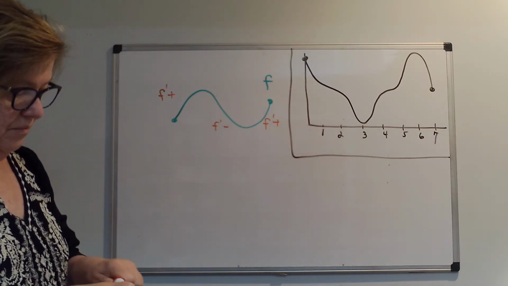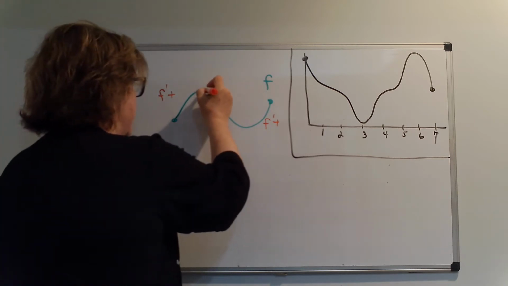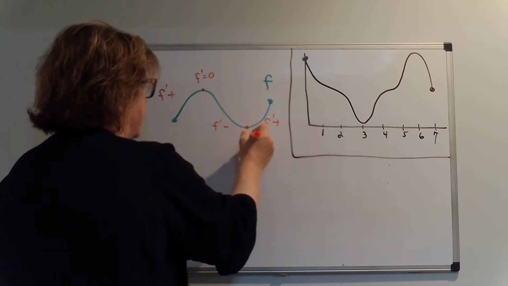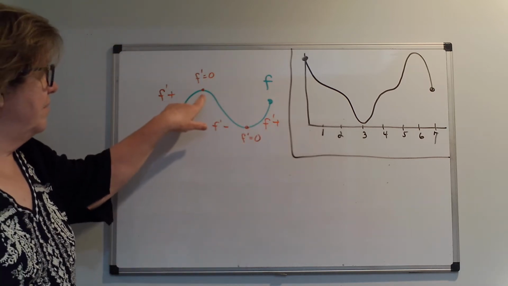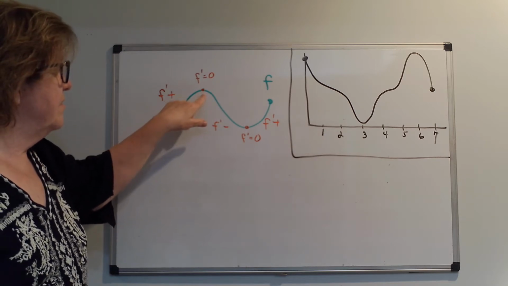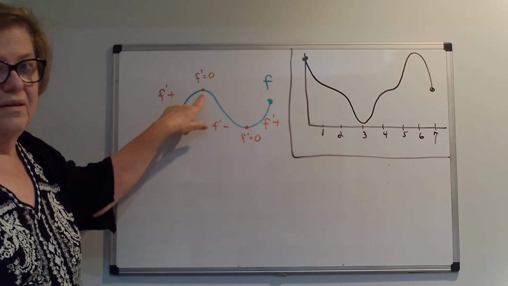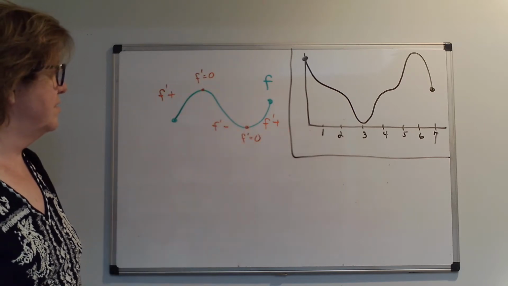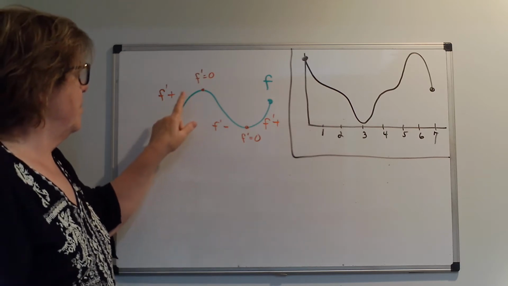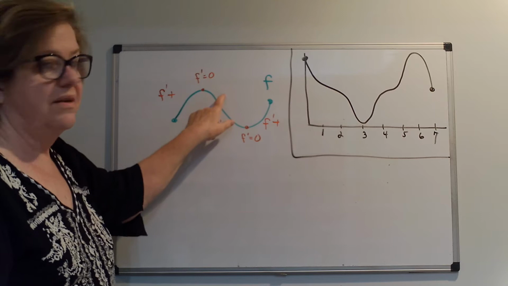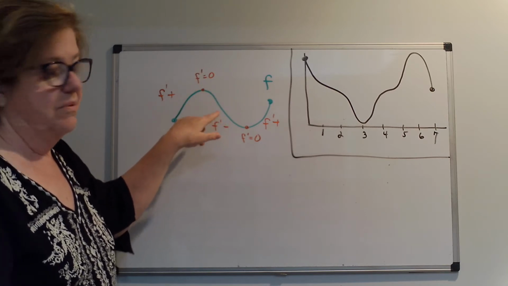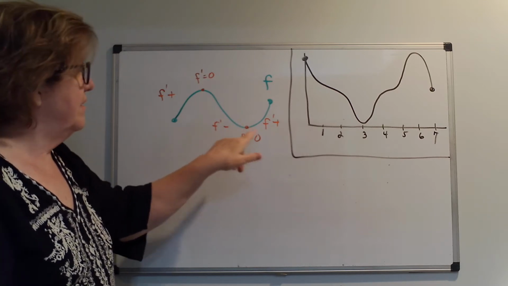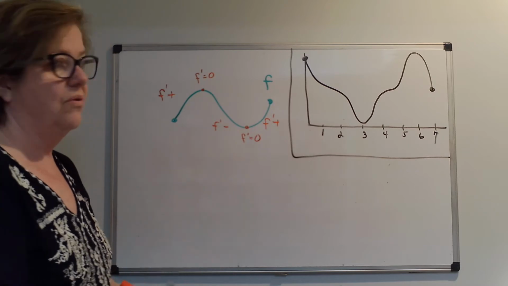So we also know that here we have the derivative is 0 because we have a horizontal tangent. The derivative is 0 here because we have a horizontal tangent. So notice we go from a positive derivative to 0 to a negative derivative where there's a local maximum. We go from negative, the derivative is negative, to 0 to positive when we have a local minimum.